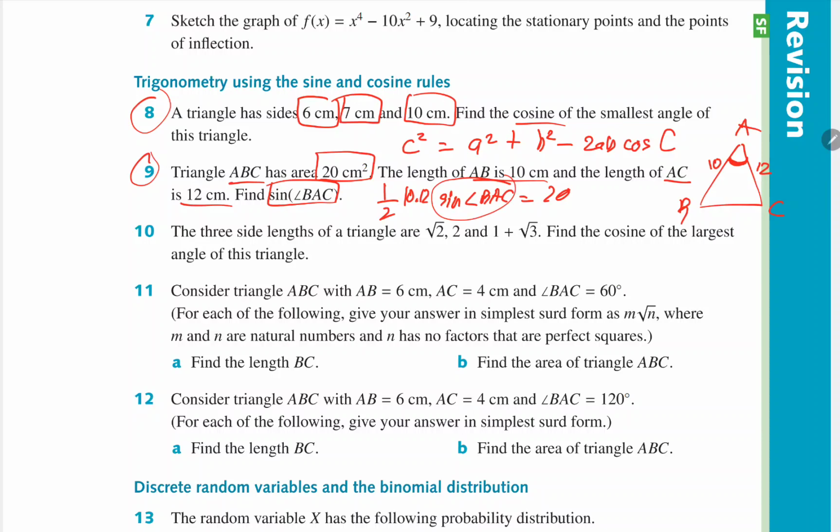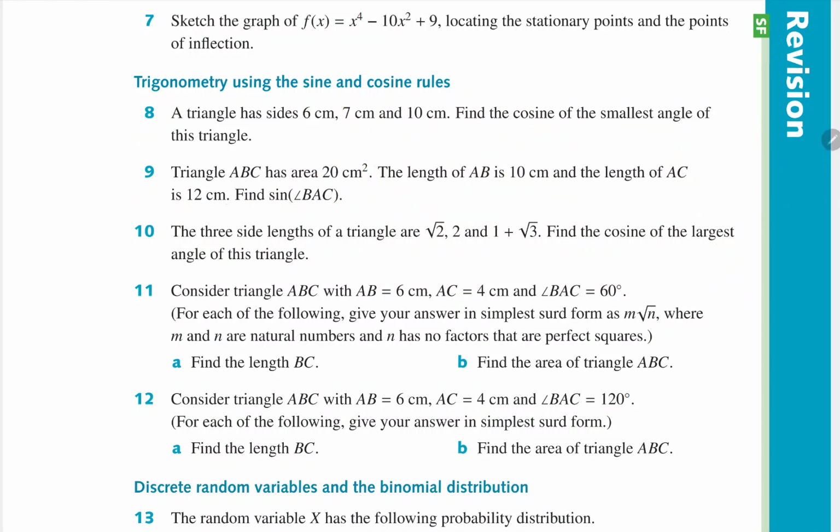Easy. Next, the three side lengths of a triangle are root 2, 2, and 1 plus root 3. Find the cosine of the largest angle. Now the trick is, if you were to draw it out, you need to know where the largest angle is. Actually, maybe I'll go through this one.